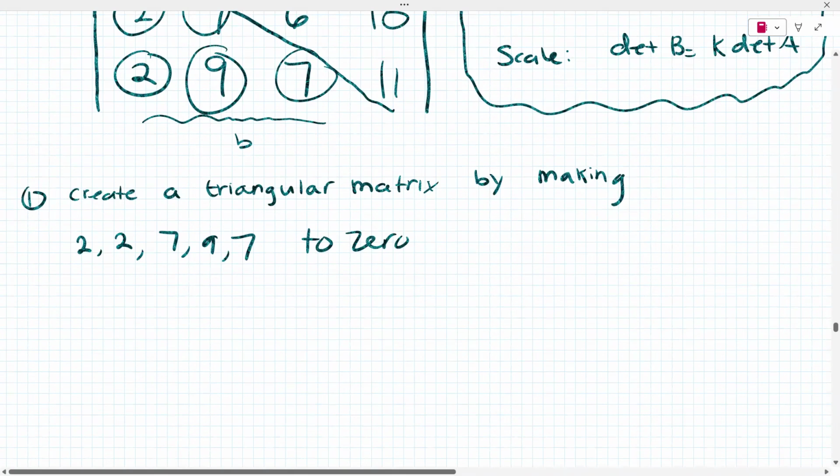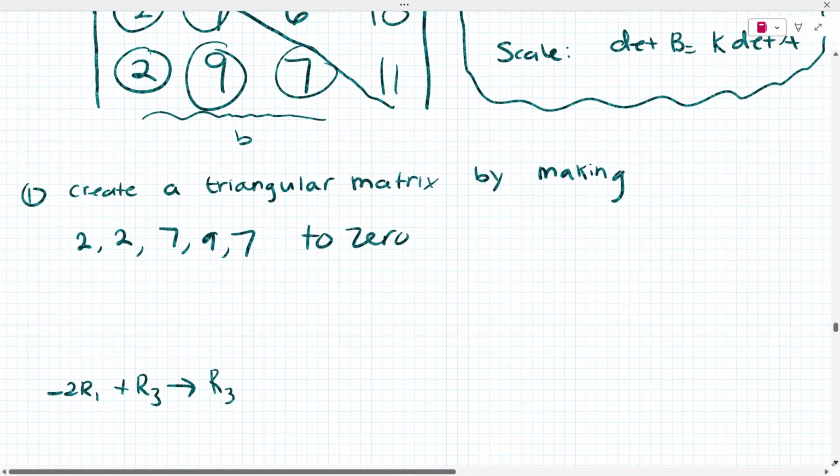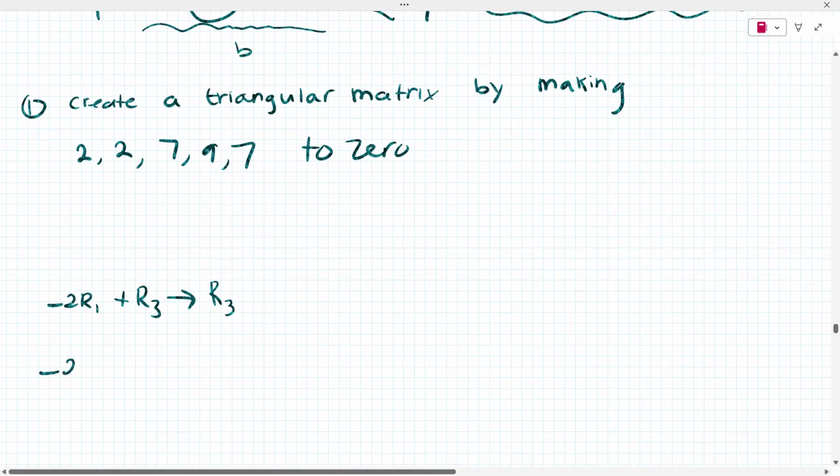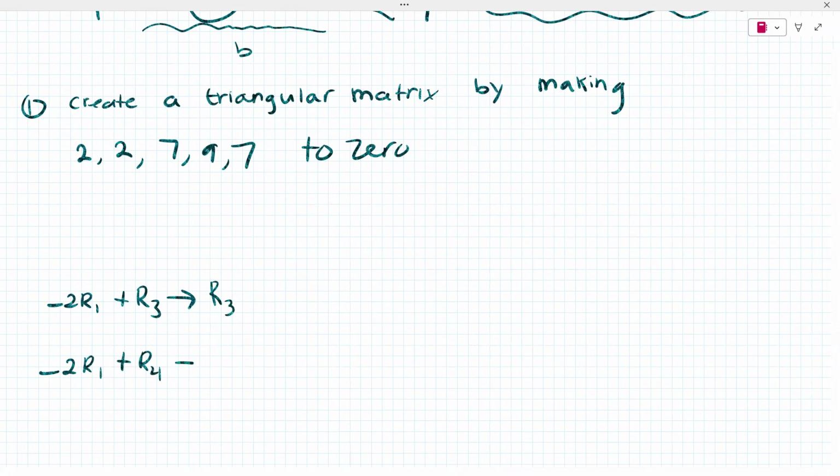So I'm going to do row operations. I'm going to mess with row 3 and row 4. Row 3 will be -2 row 1 plus row 3, and that'll give us my new row 3. And then for my row 4, it's going to be -2 row 1 plus row 4 gives me a new row 4. Okay, so when you do that, you get this matrix.